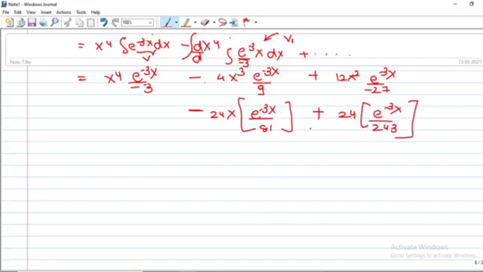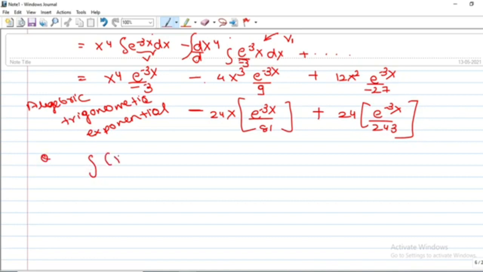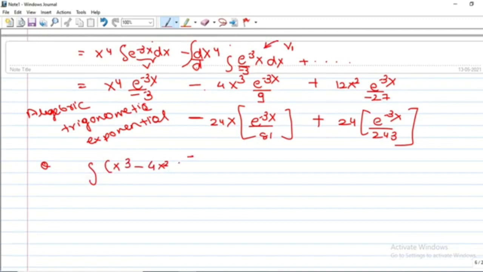So hope you have understood how to do algebraic, trigonometric and exponential. So let's take one more example. The example is the integral of x power cube minus 4x square plus 7x into cos 4x dx, right?